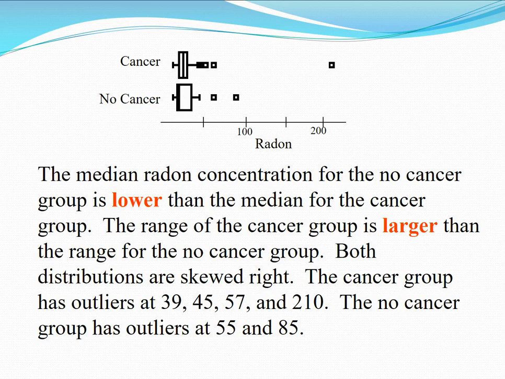Next, we want to talk about the spread. The range of the cancer group is larger than the range for the no cancer group. Next we want to talk about the shape. Both of the distributions are skewed to the right. And finally, we want to talk about anything unusual. The cancer group has outliers at 39, 45, and so on. The no cancer group has outliers at 55 and 85. So center, shape, spread, anything unusual, and we want to be specific. So that's the perfect description for these two parallel box plots.